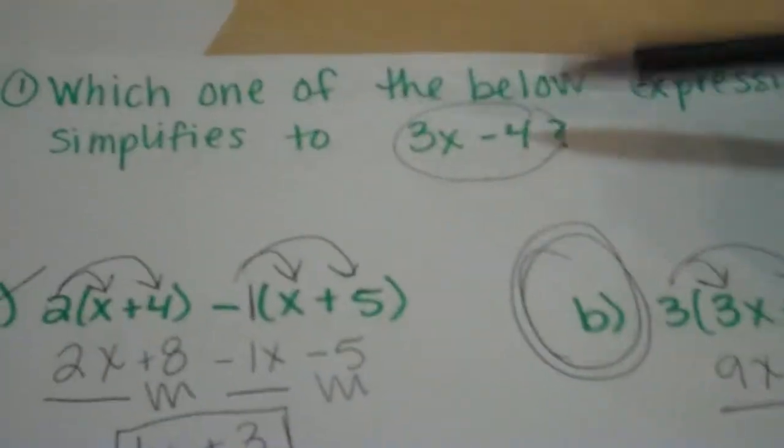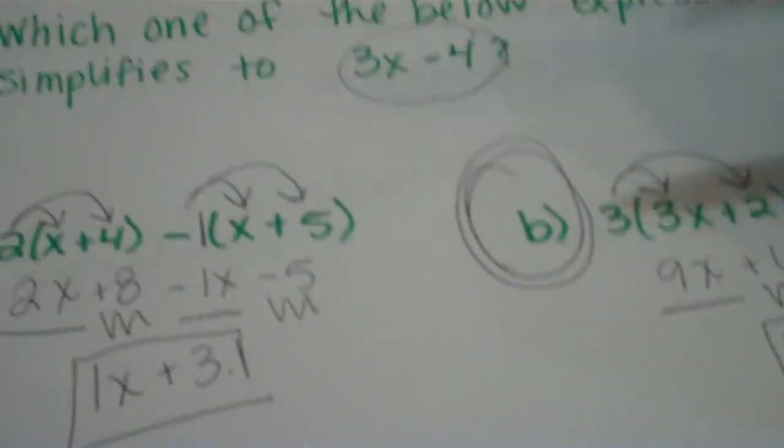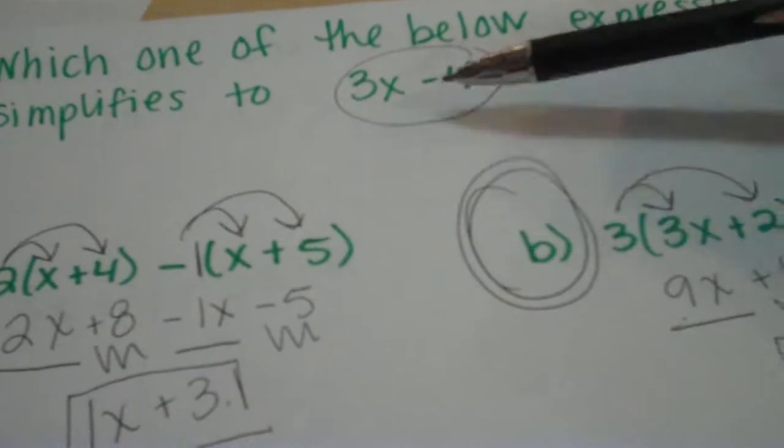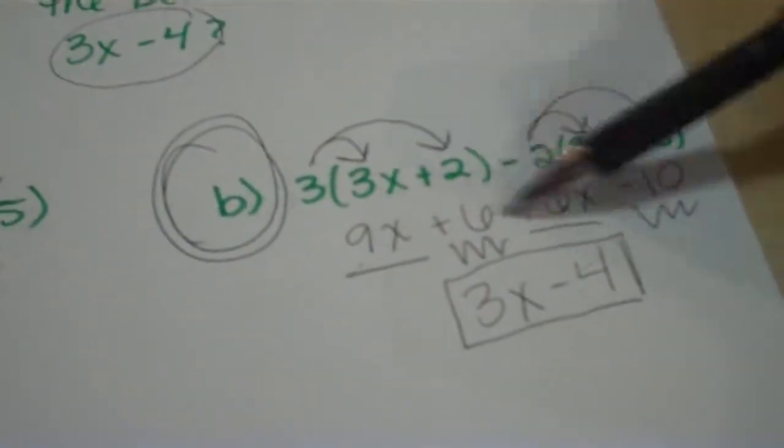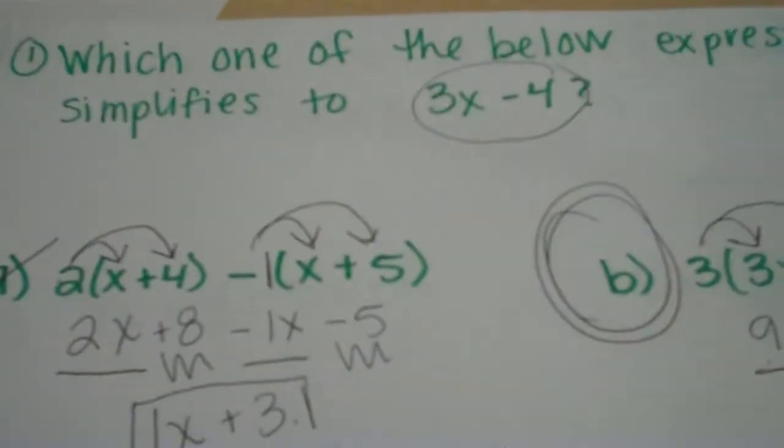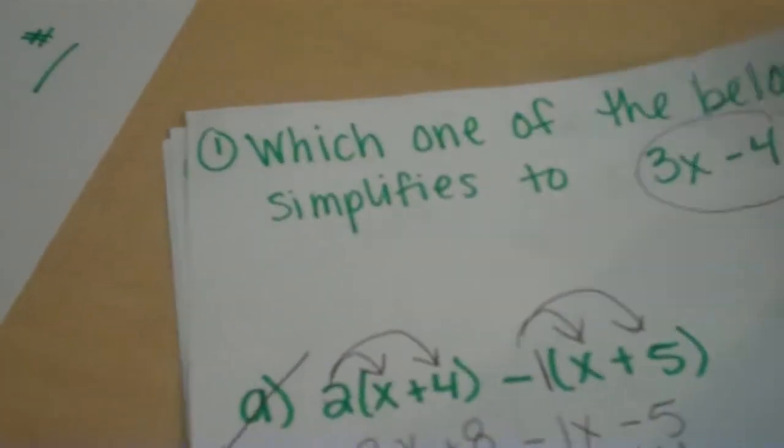Alright, so there are a couple problems on your final about distribution combined like terms. It might ask you which one simplifies to this, or it might just give you something like this and have you simplify. But either way, that's on your test. Okay, let's go to problem 2.